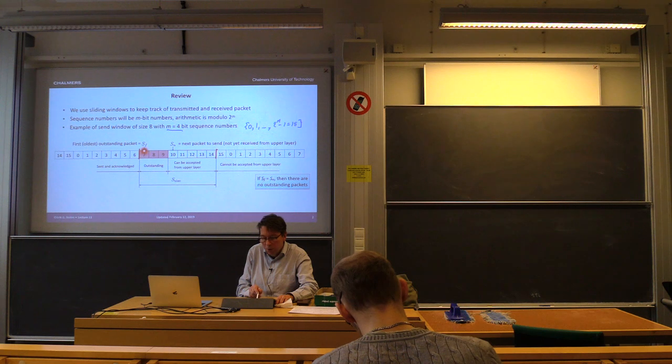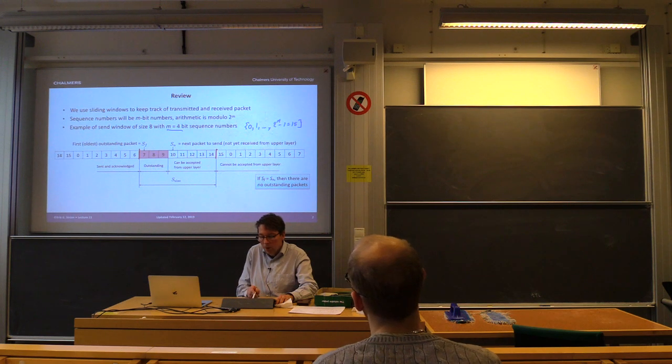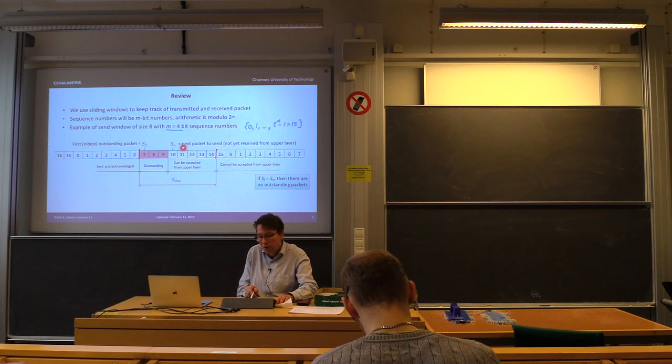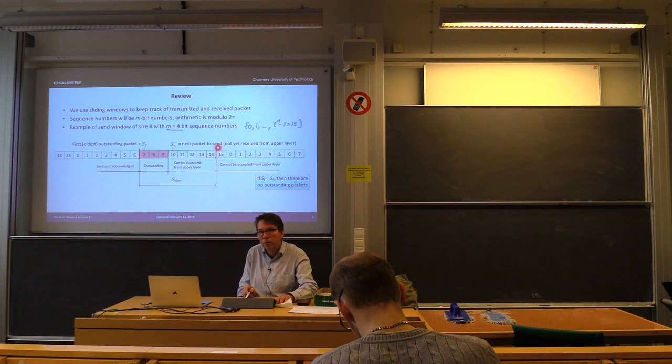Then we have 2 state variables, one which is called SF and one which is called SN. SF, F for first, is the first or the oldest outstanding packet. So what is an outstanding packet? Well, an outstanding packet is a packet that we have transmitted but not yet received an acknowledgement for. Then we have a state variable called SN, and this points at an empty slot in the send window, which is the sequence number of the next packet that we will transmit. So we have transmitted packets 7, 8, 9. The next one we will transmit will be 10.